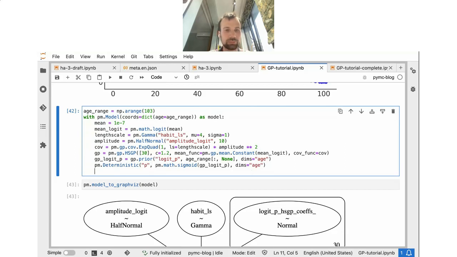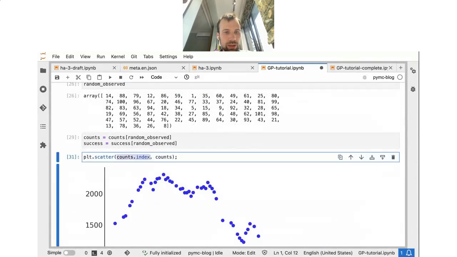There was a question in the chat. No, I didn't forget p equals deterministic because it will just record it for bookkeeping. And I don't really need this p because I will use the logit parameterization of the likelihood. Right. Let's slice our logit p with only the values that we use for observed. And it would be counts index.